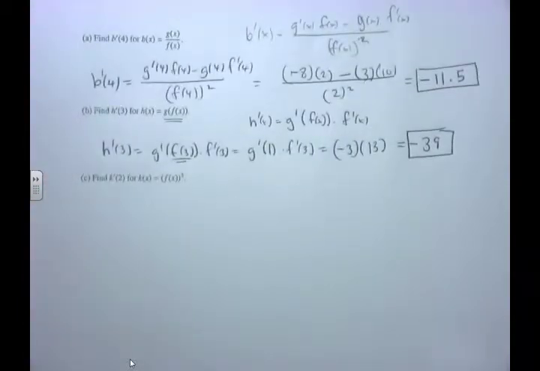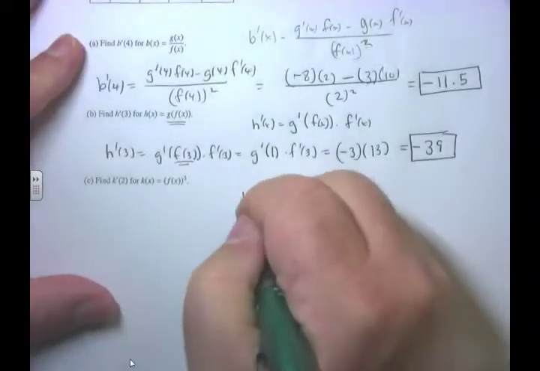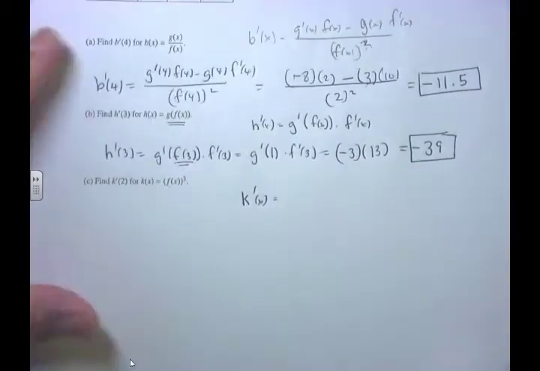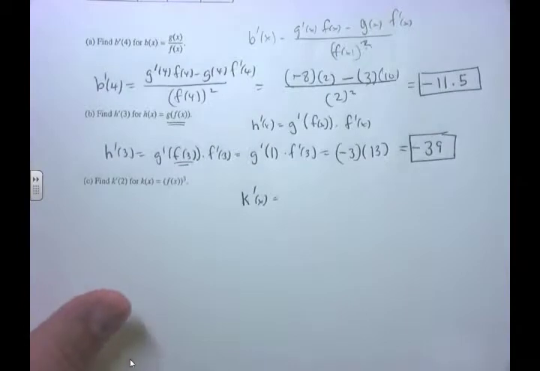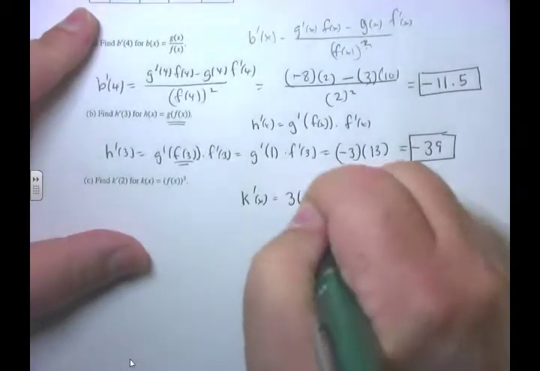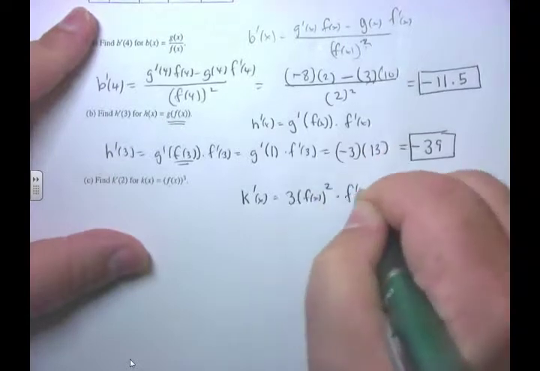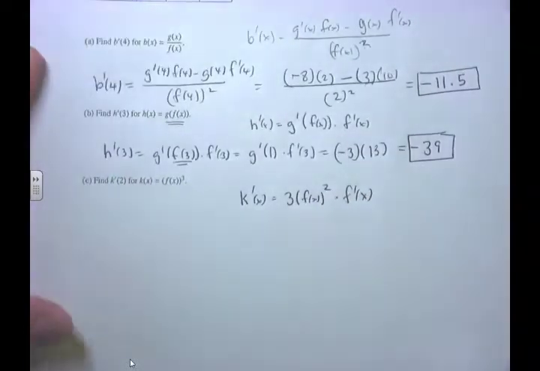All right. Take a look at the next one. Find k prime of 2 given k of x is equal to f of x quantity cubed. All right. So here we go. What am I going to do here? Well, k prime of x. I see f of x on the inside, cube on the outside. So what rule am I going to use? Chain rule. Derivative of the outside, the inside stays the same, squared, don't forget your power, times derivative of the inside. Does that make sense?